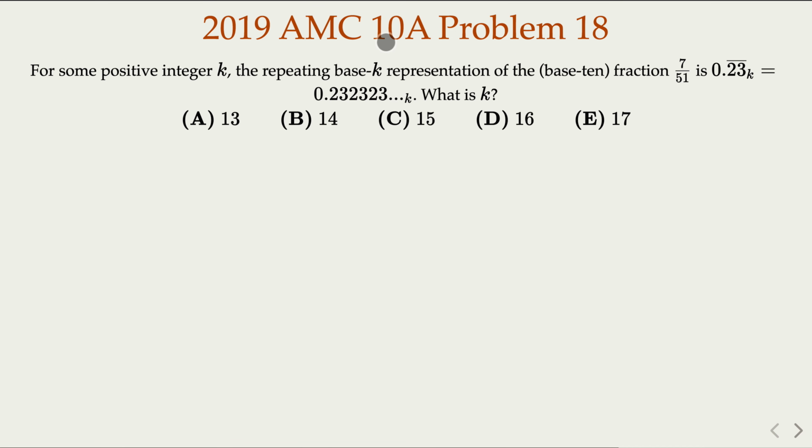Now here is another 2019 problem 18. Again, a little bit difficult here. We have integer k is base k representation of some repeating fraction here. This notation meaning is repeats forever, the 2, 3, 2, 3, 2, 3. The value in decimal in base 10 is going to be 7 over 51. So what is k, right?